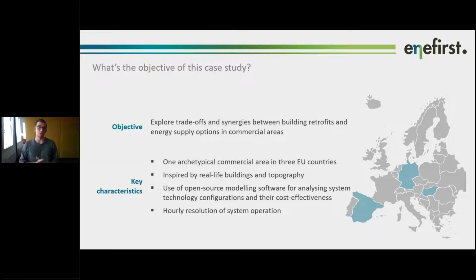These are some of the key characteristics of this analysis. What we do is that we have one archetypical commercial area for 3 EU countries. I'll be showing in a second what this means. This is inspired by real-life buildings and topography. We use an open source modeling software for analyzing possible system configurations and their cost effectiveness. And this whole analysis is characterized by an hourly resolution of system operation, which enables us to take into account the variability of renewable energies and also other aspects that are relevant to system operation.